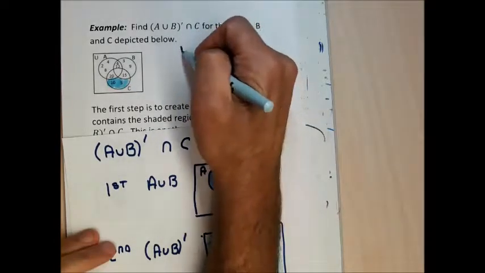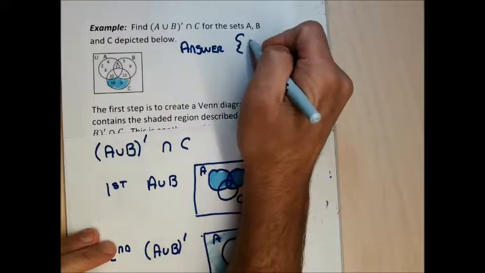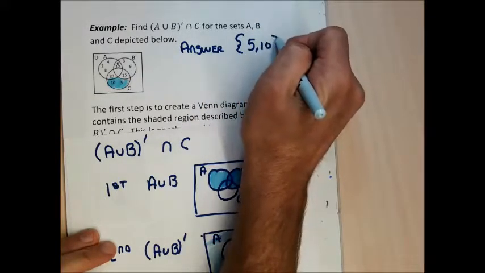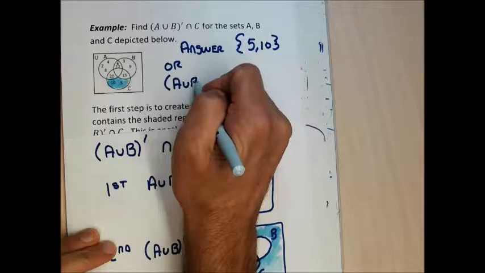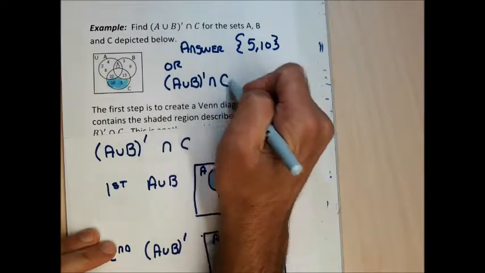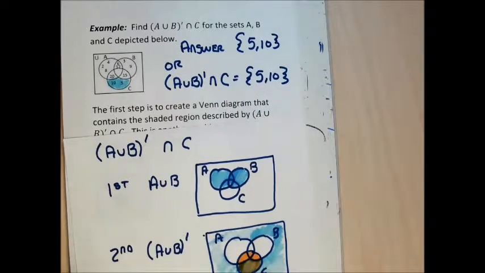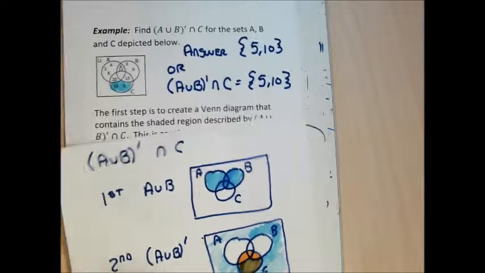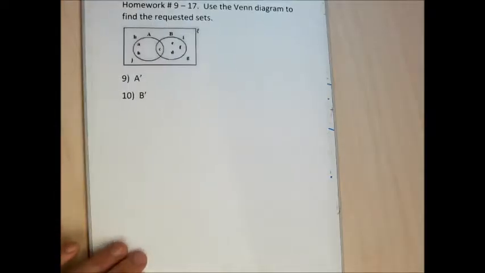So when I go to write my answer to this, I would likely be lazy and just say it's the set that contains the numbers 5 and 10. If you don't want to be as lazy as I was, you can say the set A union B complement intersection C equals the set that contains the numbers 5 and 10. That's kind of all there is to do in this section. It's just drawing pictures and applying those pictures to the work. So let's just jump in and do some homework. I'll let you do 9 and I will do 10.